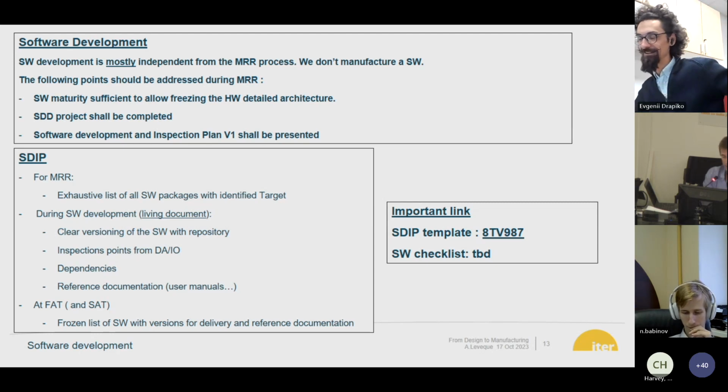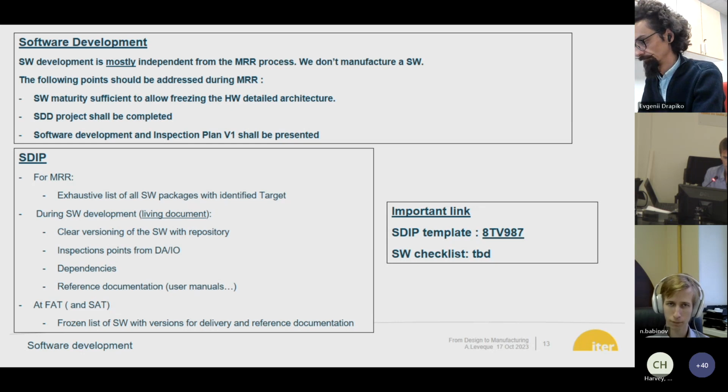And at FAT, we expect to have a frozen document, which is given together with the system. The system is one configuration. The software is frozen with one configuration. And after, maybe at SAT, maybe at commissioning, we will have a new update. But each time we end a phase, we want to have this document frozen. So we have a first template, which is here. We have a lot of remarks already, so there will be an update on this one. And we will also produce some software checklists, but they are not ready yet.